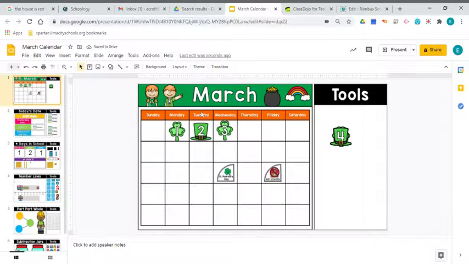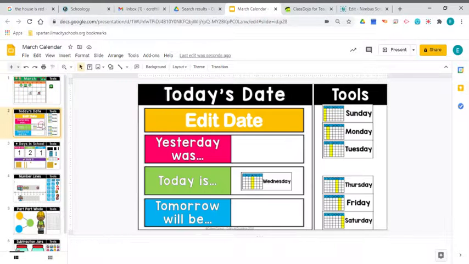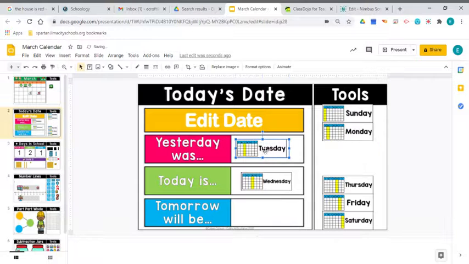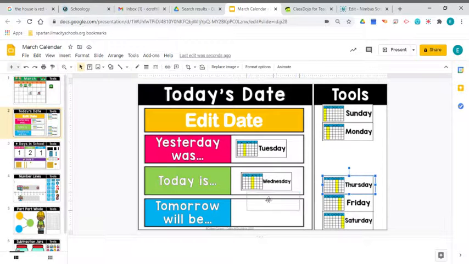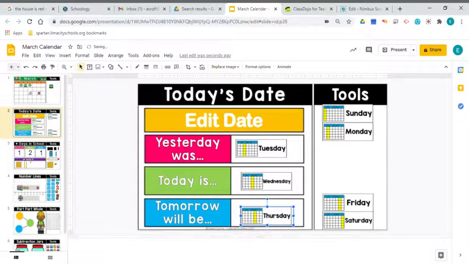Looking at Wednesday, jumping backwards to find out that yesterday was Tuesday. And jumping ahead to find out that tomorrow will be, oh, there's a digraph right there, a T and an H. Tomorrow will be Thursday. So let's add that to our chart here. And let's read all of these sentences together. Yesterday was Tuesday. Today is Wednesday. Tomorrow will be Thursday.